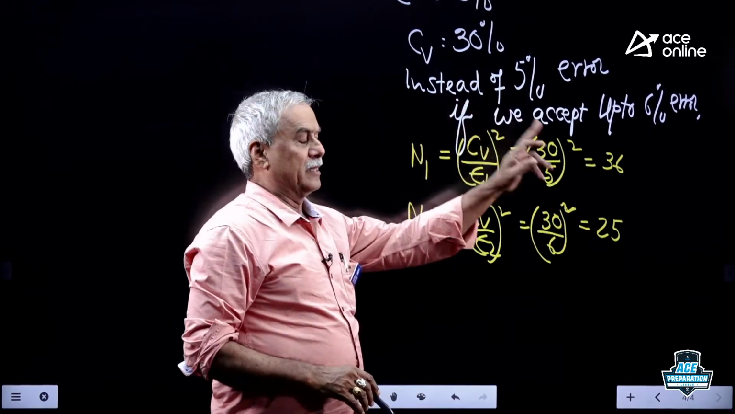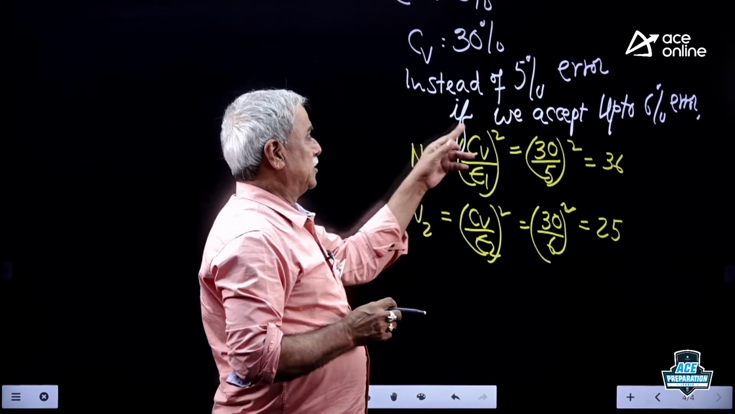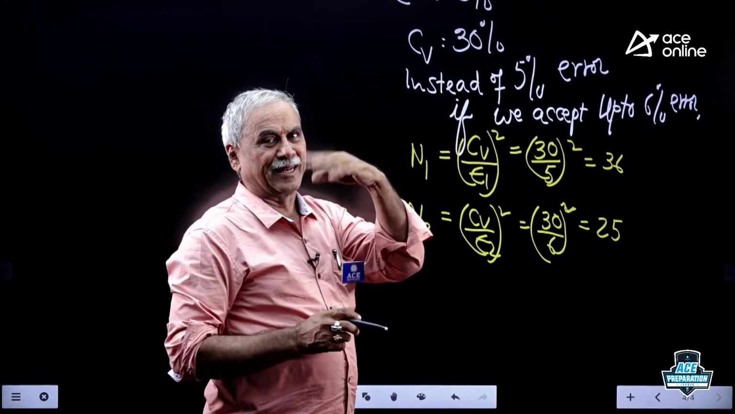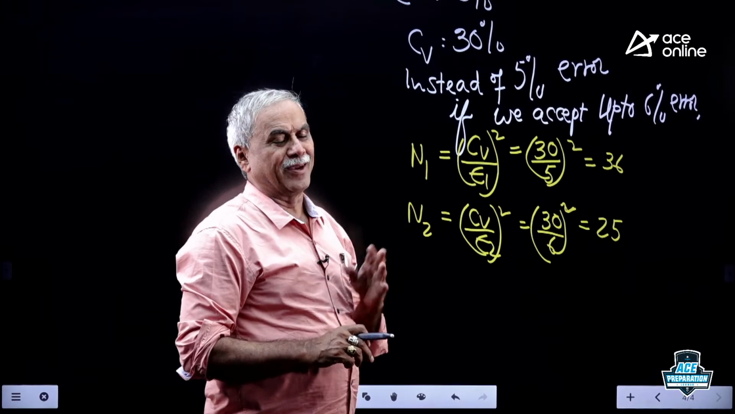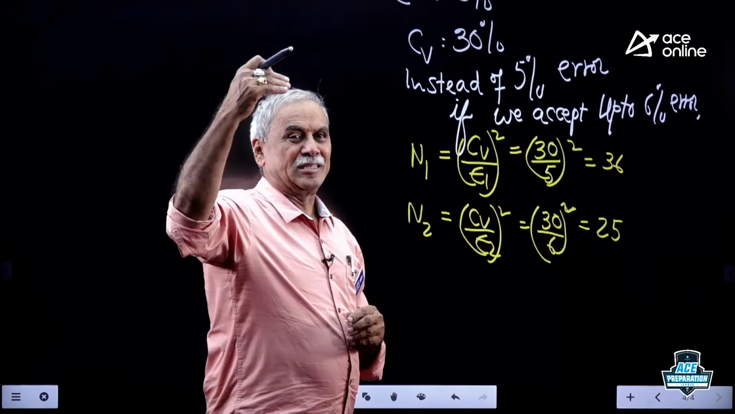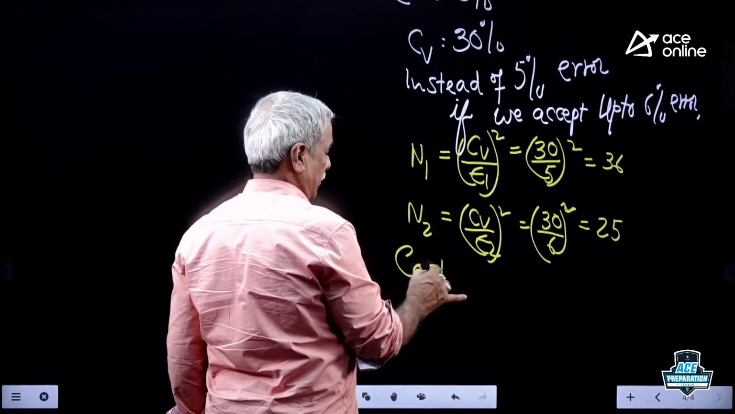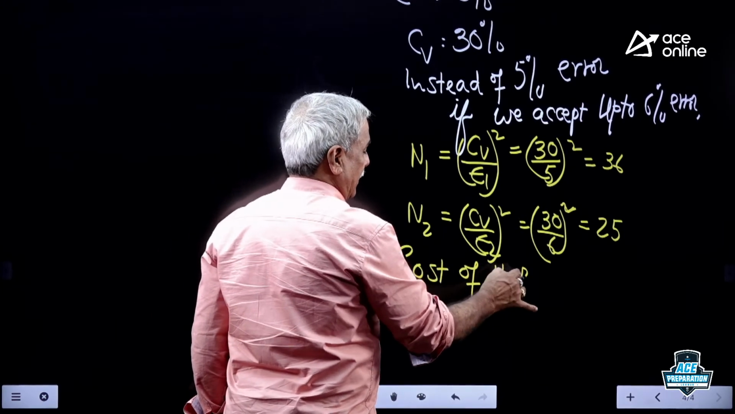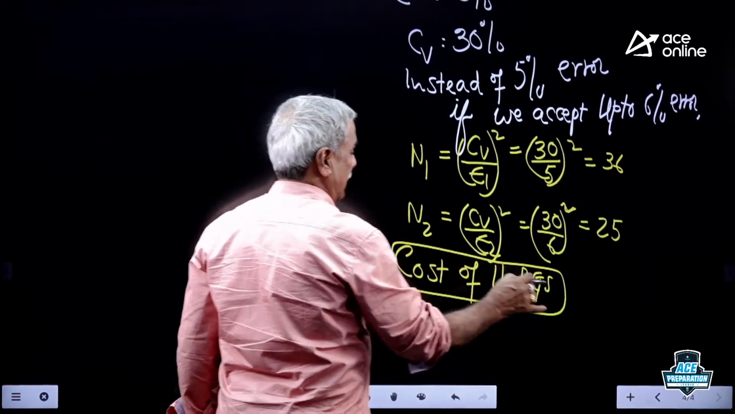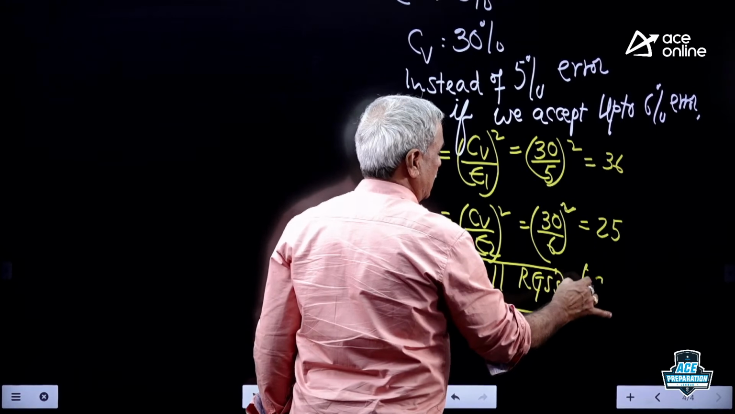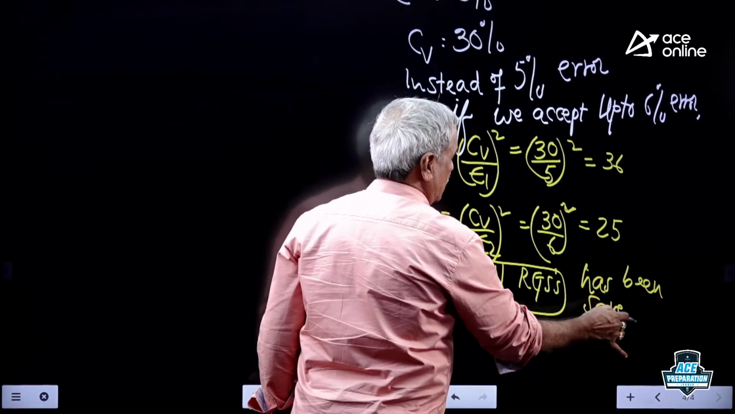With the 5% error, we have to provide 36 rain gauge stations. With the 6% error, by increasing 1% error extra, your number of rain gauge stations to be provided is 25. 36 has come down to 25. The cost of 11 rain gauge stations has been saved. That's what has asked the question.